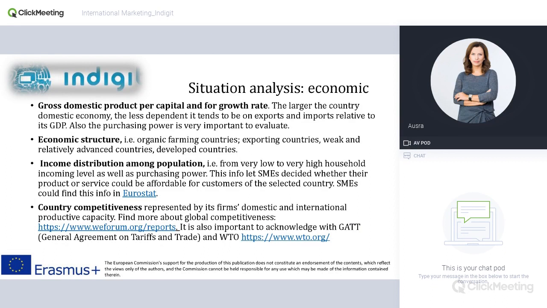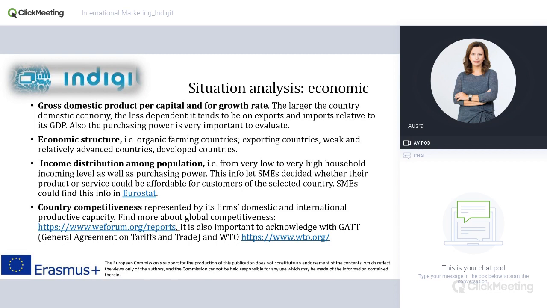Let's go to economic environment analysis tips. While assessing the economic environment of the host country, SMEs should evaluate these indicators of the foreign country. SMEs should be aware of gross domestic product per capita and its growth rate. The larger the country's domestic economy, the less dependent it tends to be on exports and imports relative to its GDP. Also, the purchasing power is very important to evaluate. An SME should also take into account the structure of the country it would like to enter. The income distribution is a very important factor to consider regarding the attractiveness of the international market as well.